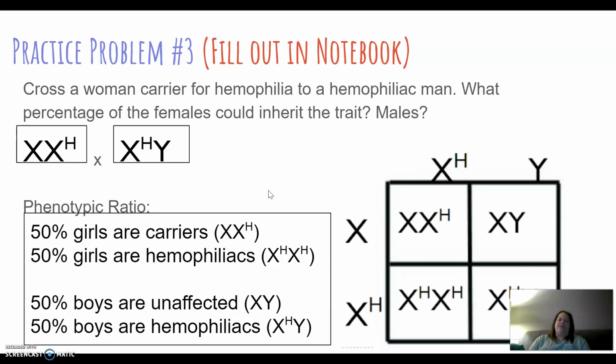All right, here's our third practice problem. So we're going to cross a woman carrier for hemophilia to a hemophiliac man. Let's break that down. A female carrier for hemophilia. When we talk about a carrier, that means that only one of the alleles, not both, is going to be the recessive trait.